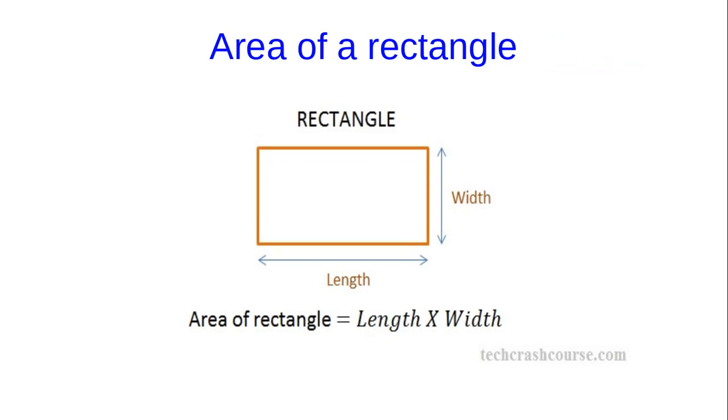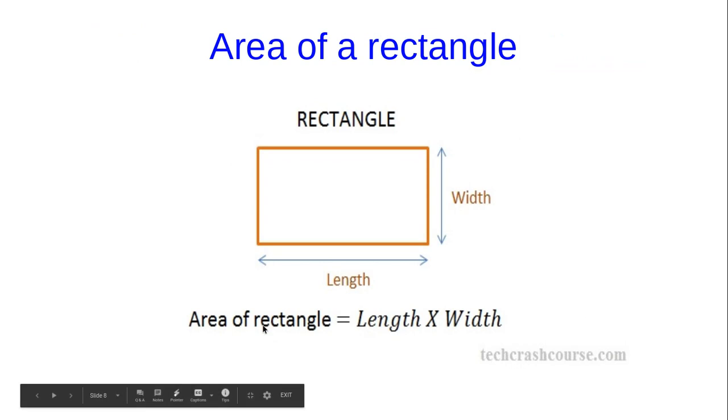So area of a rectangle. Length times width will help you to find the area. So length is horizontal and the width is vertical.